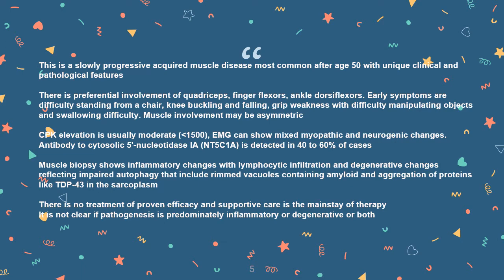Muscle biopsy shows inflammatory changes with lymphocytic infiltration and degenerative changes reflecting impaired autophagy, and these changes include rimmed vacuoles containing amyloid, as well as aggregation of proteins like TDP43 in the sarcoplasm. There is no treatment of proven efficacy, and supportive care is the mainstay of therapy. It is not clear if pathogenesis is predominantly inflammatory or degenerative or both.